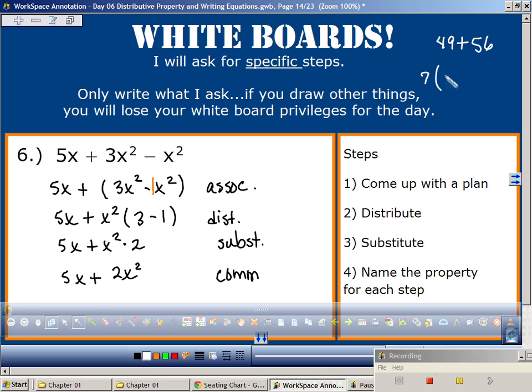If I were to factor out a 7 from 49, what would I have left? And a 7 from 56? So it's the same thing as saying 7 times 15. Or 7 times 10 plus 5, which would be what? 105. 70 plus 35. See how I just did that? Well, 49 plus 56 is not really that hard, but you see the steps of what I just did?